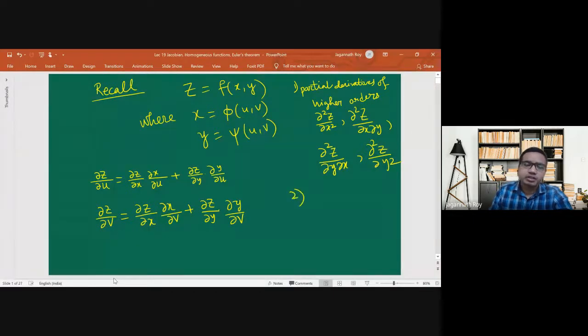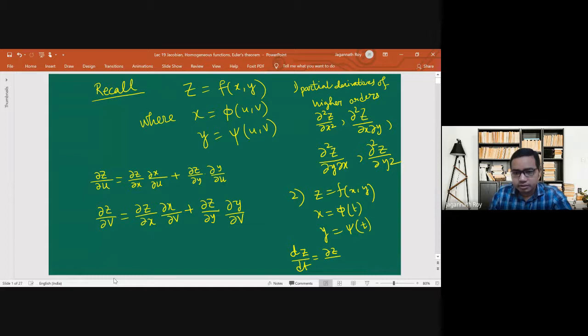Then we have discussed the chain rules. If z equals f of x, y, and if x is a function of phi of t and y is a function of psi of t, a one parameter family, then we have seen that dz/dt can be written as del z del x dx/dt plus del z del y dy/dt. So that is one chain rule.